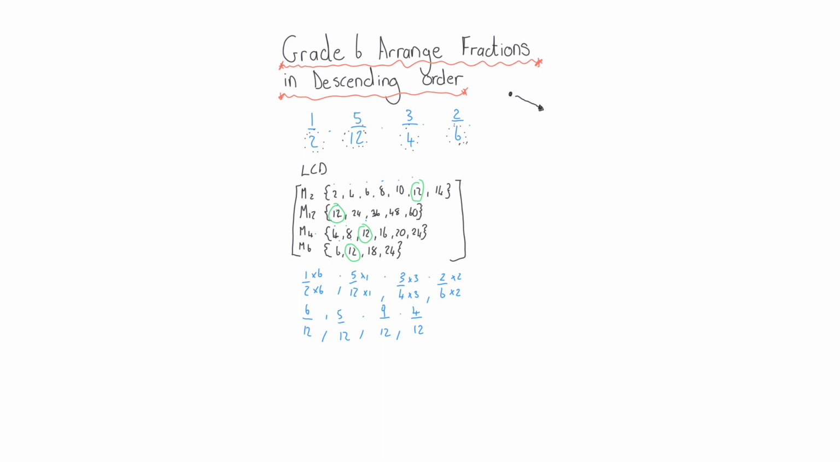Okay. So now we're rearranging it. So what is the biggest one? 9 over 12 will be the biggest one. 9 over 12, comma. And then the second biggest one will be 6 over 12. And then the third one will be 5. And the smallest one will be 4.